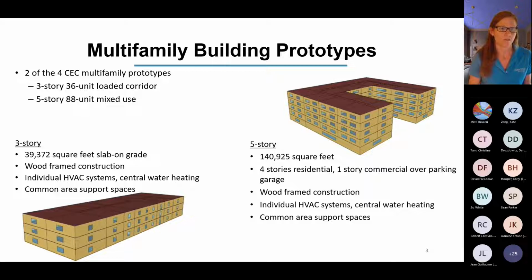There's the 3-story, 36 unit, about 40,000 square feet. It's a slab on grade wood frame construction building. The HVAC systems are individual to each dwelling unit. Water heating is central. And there are some common area support spaces, laundry room, fitness center, leasing office corridor, but no true commercial spaces. The 5-story is 4 stories of residential over 1 story of retail on a concrete podium over a parking garage. It's also wood frame construction and also has individual HVAC systems and central water heating.